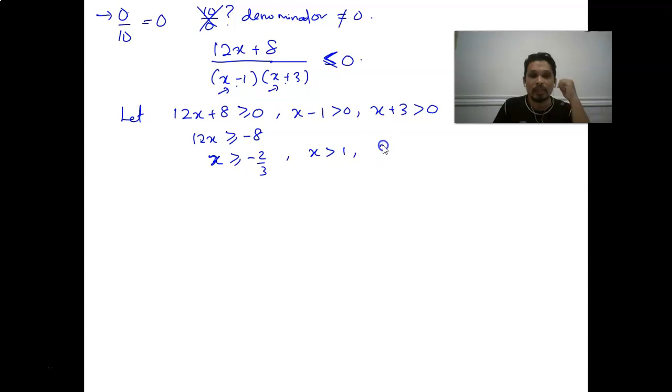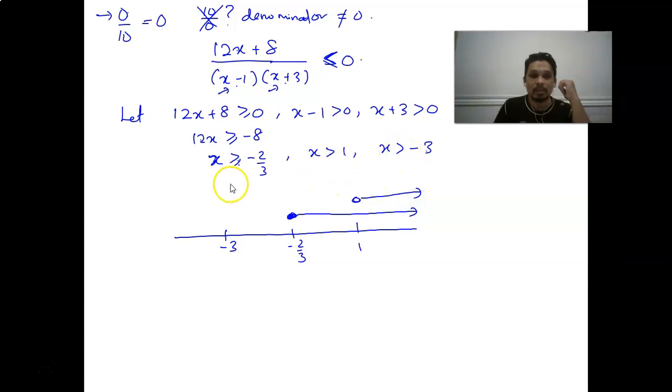x greater than 1, x greater than negative 3. Negative 3 is of course the smallest value among negative 3, 1 and negative 2 over 3. Negative 2 over 3 is negative 0.6666. So negative 2 over 3 and 1. Look at the direction of these three: all are greater than, and this one here is greater than or equal.